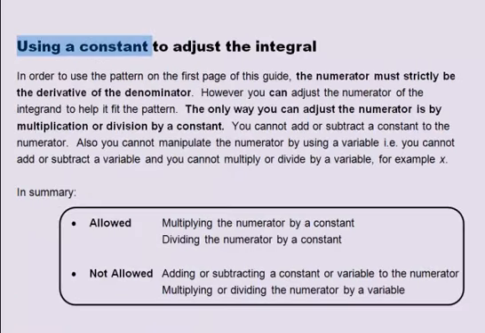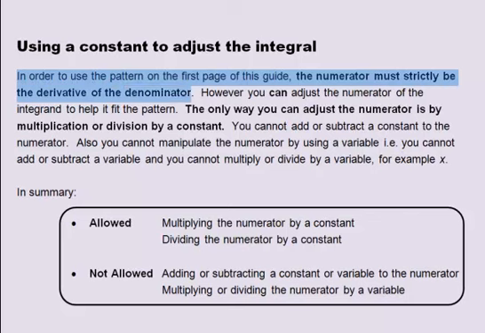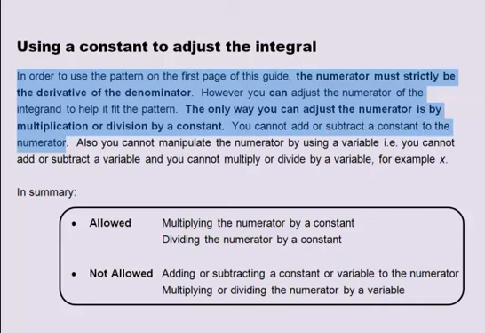Using a constant to adjust the integral. In order to use the pattern on the first page of this guide, the numerator must strictly be the derivative of the denominator. However, you can adjust the numerator of the integrand to help it fit the pattern. The only way you can adjust the numerator is by multiplication or division by a constant. You cannot add or subtract a constant to the numerator.